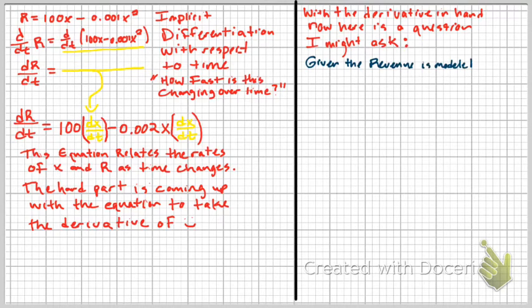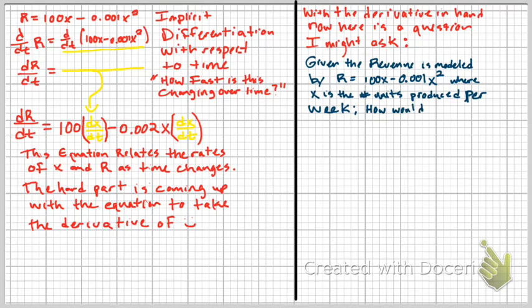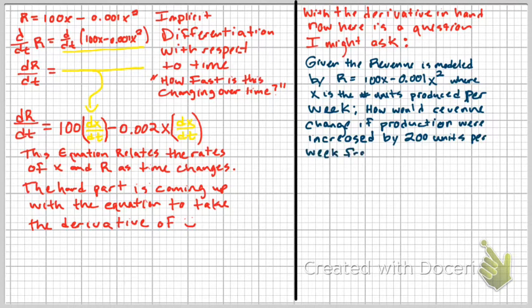So if you have revenue modeled by that function that we had on the left there, that 100x. And you can create revenue from x times the price, x being the number of units times the price you sell them at, and price is a function itself. So we've done that in the past, but right now I'm just handing you revenue as is. So if we go from producing 2,000 units per week to 2,200 units per week, that is increasing production 200 units per week, we want to know how revenue changes.